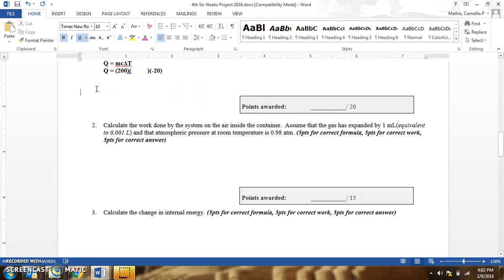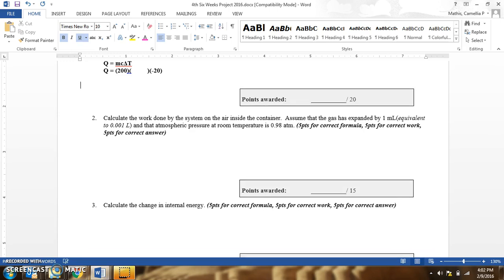For your answer, you should come up with Q equal to, and stop and think if your answer should be negative or should it be positive. Keeping in mind that the positive and negative would indicate heat gained or heat loss respectively.